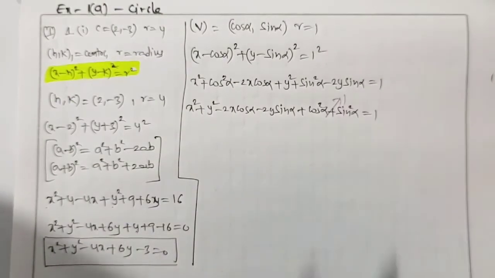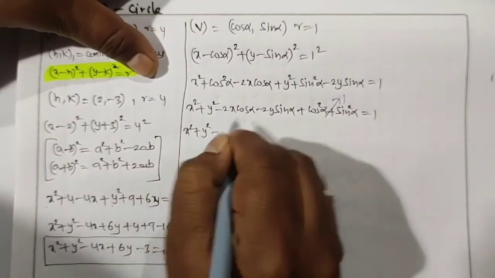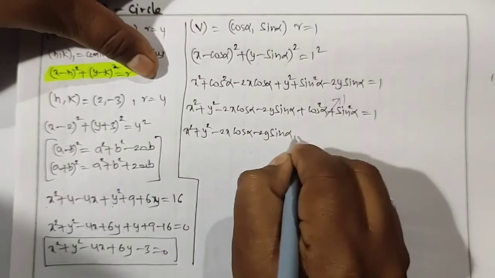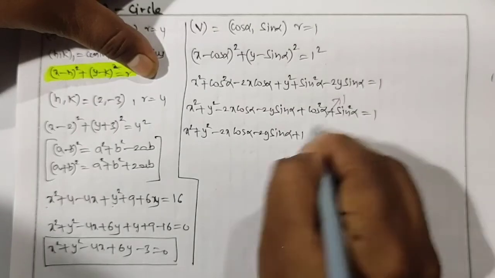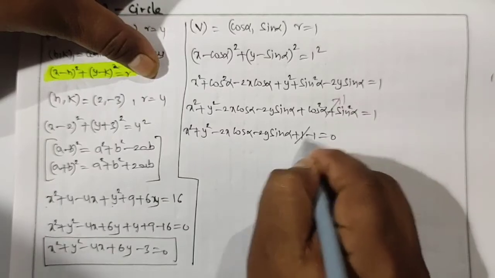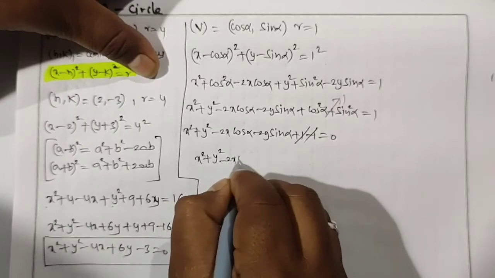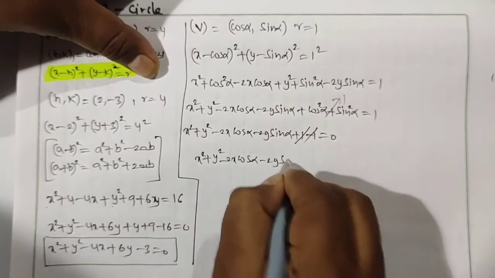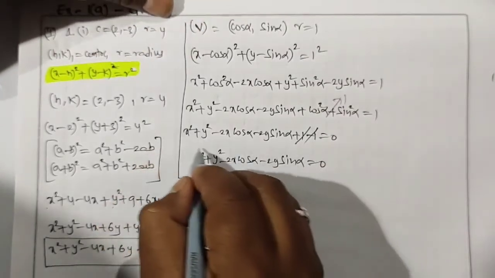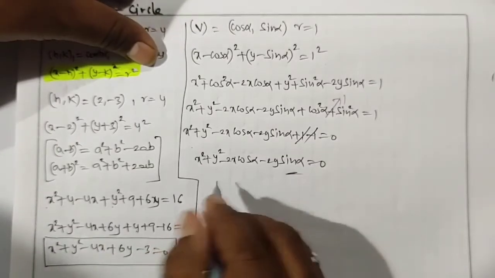Take that 1 here, so it becomes x square plus y square minus 2x cos alpha minus 2y sin alpha plus 1, bring the 1 over, and it becomes minus 1, equal to 0. So the 1 and minus 1 get cancelled. We get x square plus y square minus 2x cos alpha minus 2y sin alpha is equal to 0. This is one of the important questions for 2 marks. This is the answer.